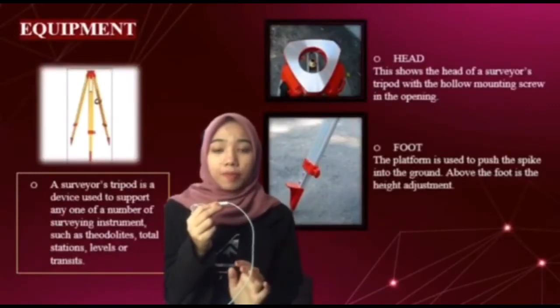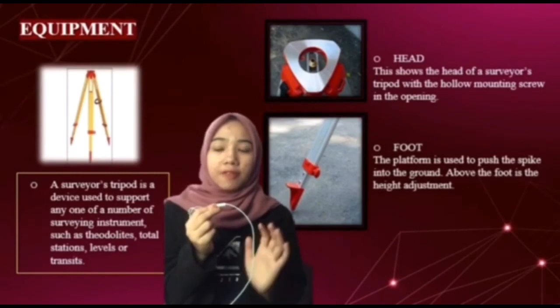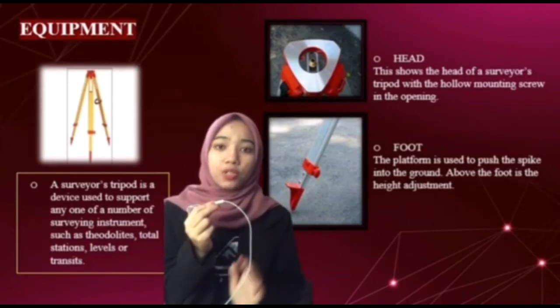This is the equipment that we use. First is the tripod. A surveyor's tripod is a device used to support any one of a number of surveying instruments, such as theodolites, total stations, levels, or transits.